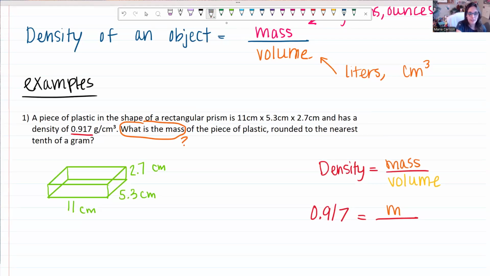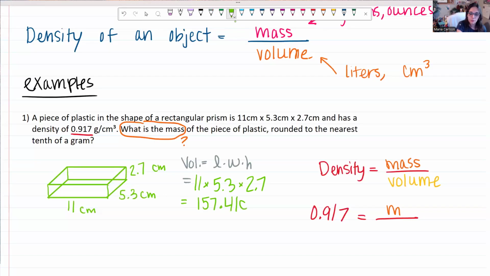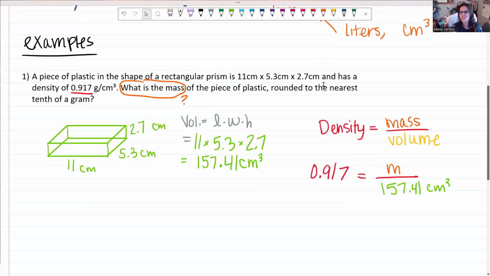The volume of a rectangular prism, you can just multiply the length times the width times the height. So I'm going to multiply 11 times 5.3 times 2.7. And that gets us 157.41 cubic centimeters. So our volume is 157.41 centimeters cubed.